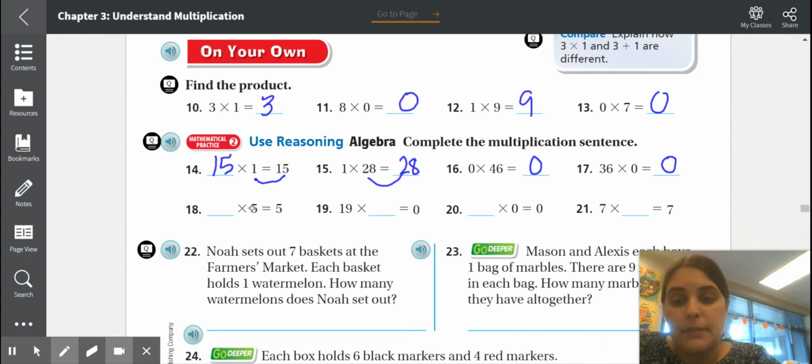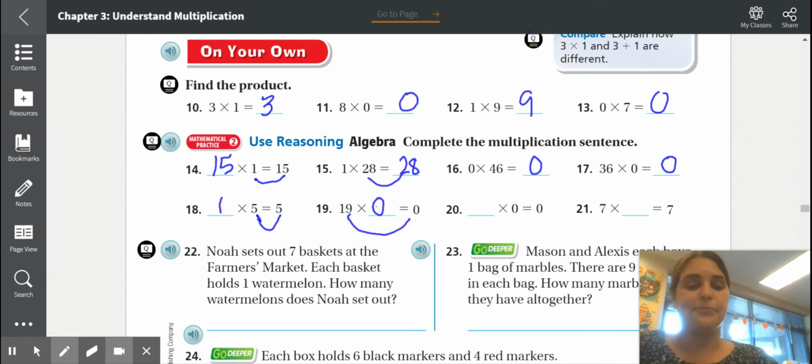What number times 5 equals 5? Well, our product and the factor are the same here. So what's the only number that could go there to make it so that 5 is a factor and a product? 1. 1 times 5 equals 5. 19 times what equals 0? How would we get from 19 to 0? We'd have to put a 0 as the other factor.